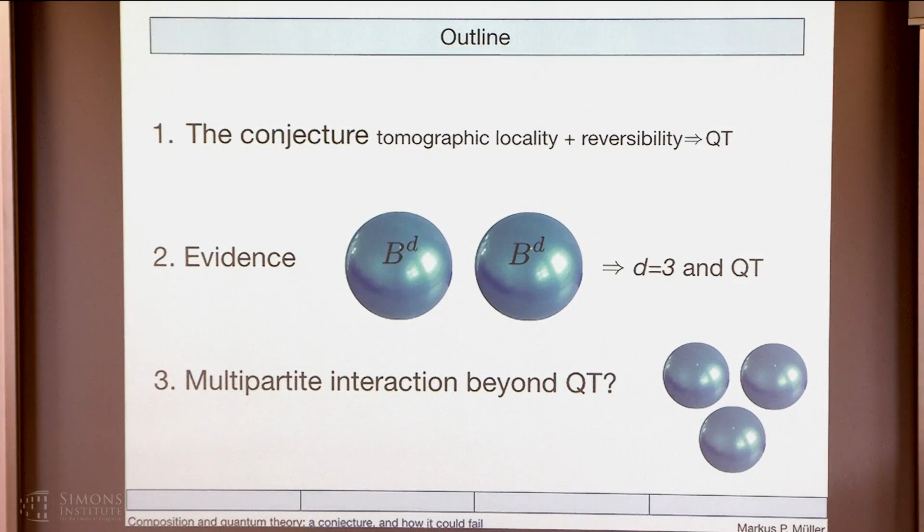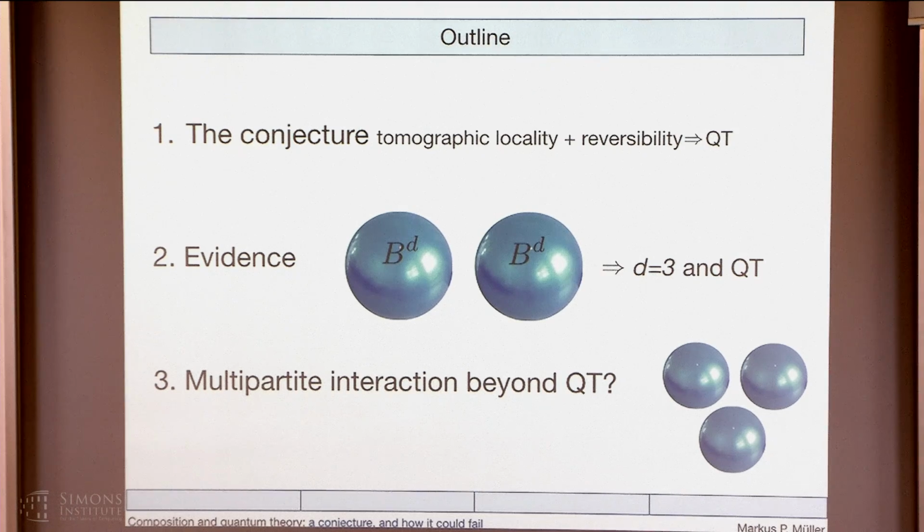First I will tell you what this conjecture is that I'm talking about here. The idea is basically two simple properties. One is a compositional property and the other one is a dynamical property, which bring you more or less to quantum theory. In the second part I will show you some evidence for this conjecture, which somehow tells you that if you have two ball state spaces, then this already gives you quantum theory.